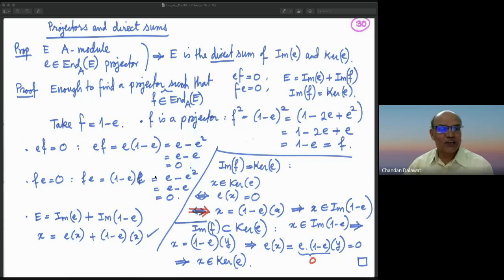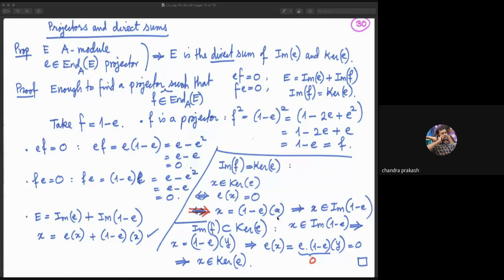And the final thing I have to check is that E is the sum of the image of E and the image of 1 minus E. That's clear because every X in E can be written as E of X, which is in the image of E, plus (1 minus E) of X, which is in the image of 1 minus E. Okay. And the final thing to check is that the image of F is equal to the kernel of E. So there are two things involved: that the image of F contains the kernel and is contained in the kernel. So these two things are checked here.